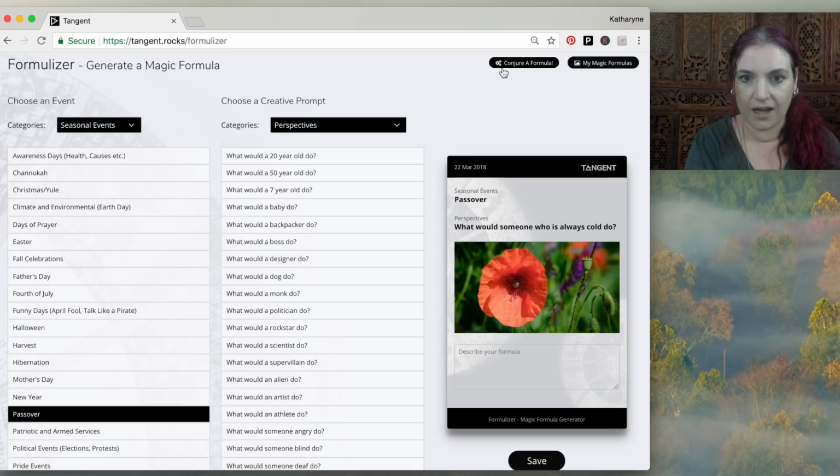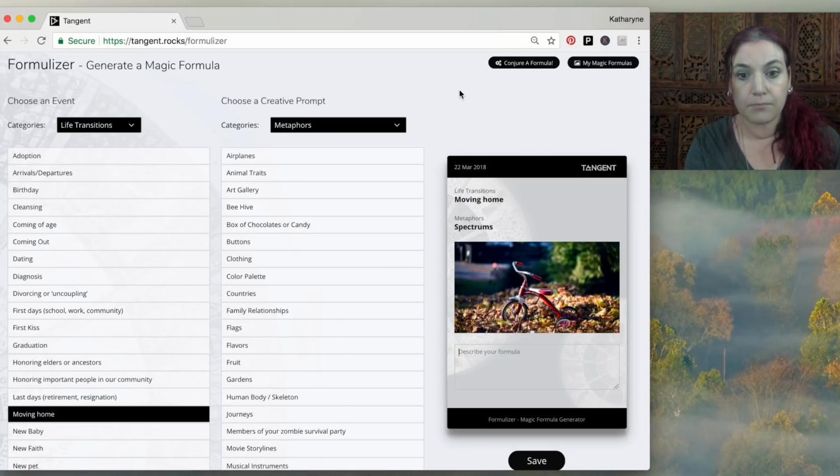Let's do one more. Passover. What could someone who is always cold do? So I feel like this kind of taps more into physical products. Maybe you could have a Passover blanket or something that you could wear when celebrating Passover and it's cold. I'm sure you could create a physical product around this.